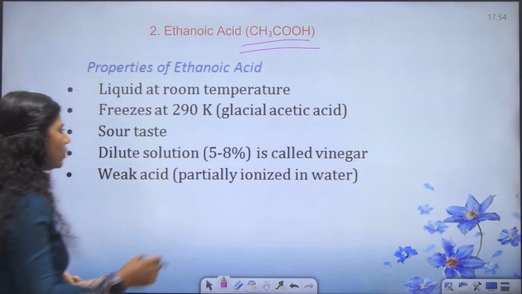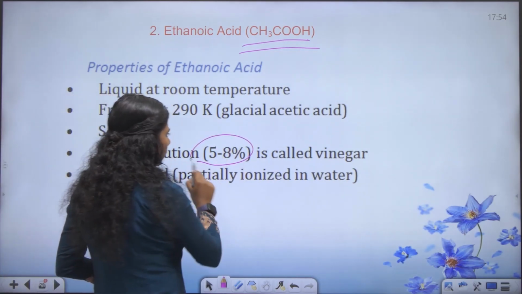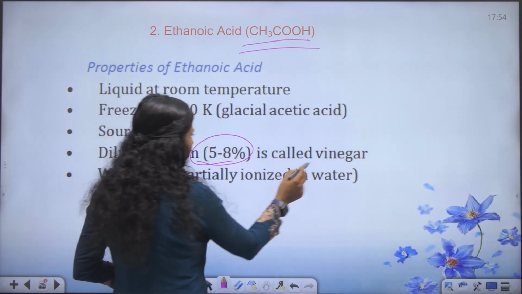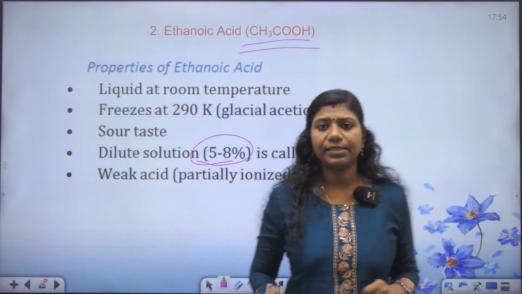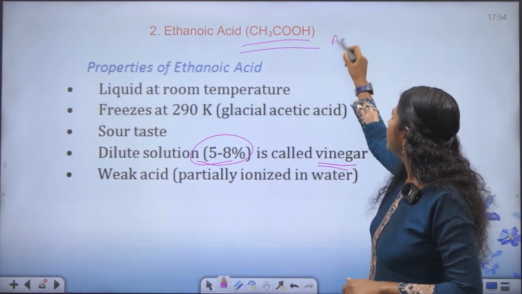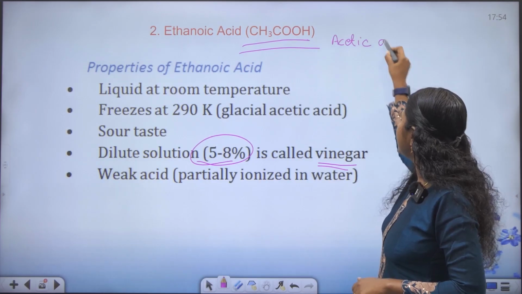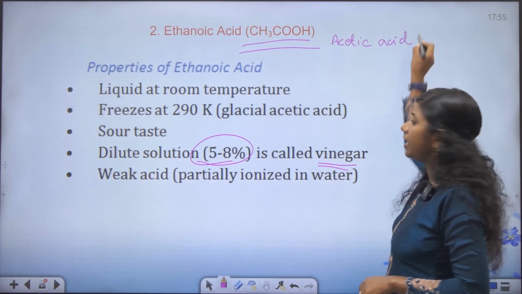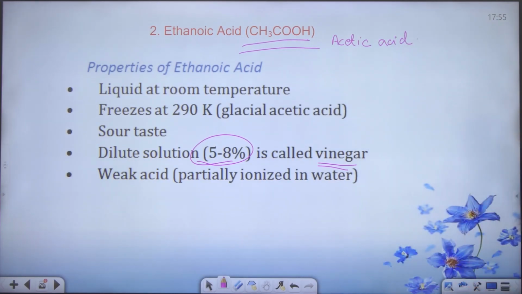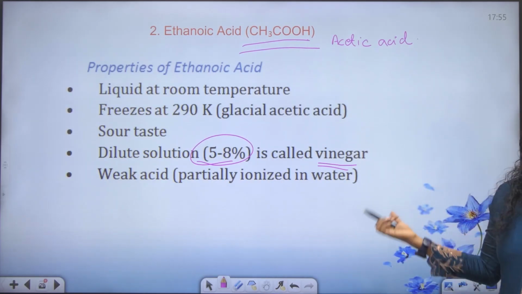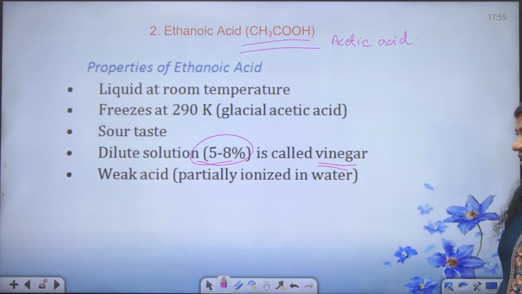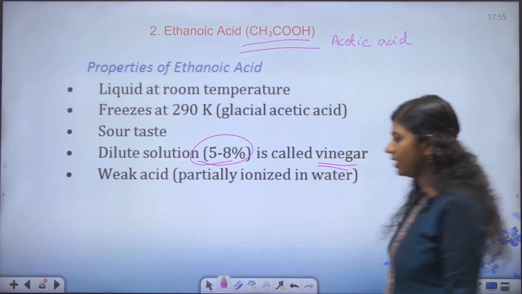A 5 to 8% dilute solution of ethanoic acid is known as vinegar. The common name of ethanoic acid is acetic acid. Ethanoic acid and acetic acid are the same. We know that vinegar has a sour taste, and it is a weak acid that is partially ionized in water.